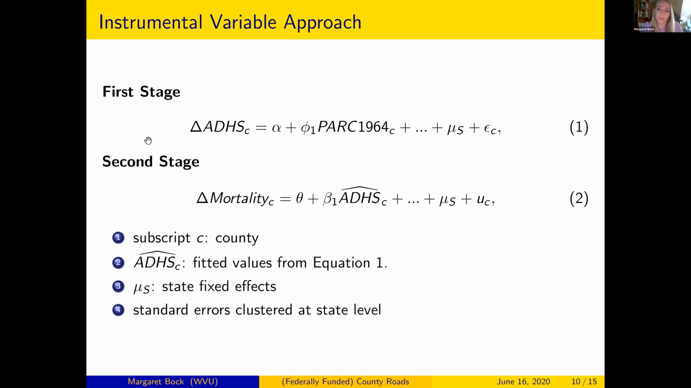So the first model specification that I'm going to be using is an instrumental variable approach. I'll be instrumenting for the distance change from a county centroid to the nearest Appalachian Development Highway System segment. I'll be instrumenting for that change with the county centroid distance to the 1964 highway plan. And I'll be using the fitted values from this first stage to estimate the change in mortality over that same 10-year period.